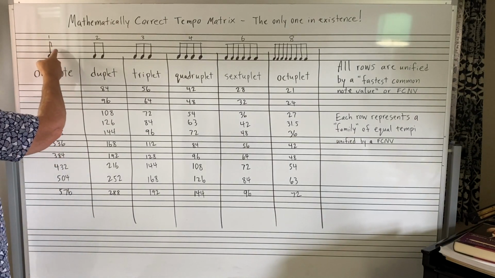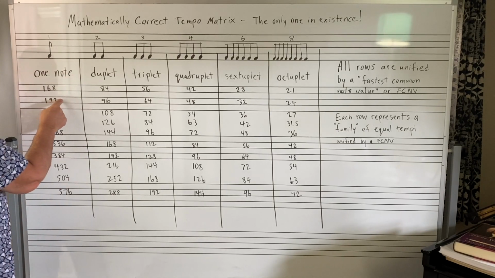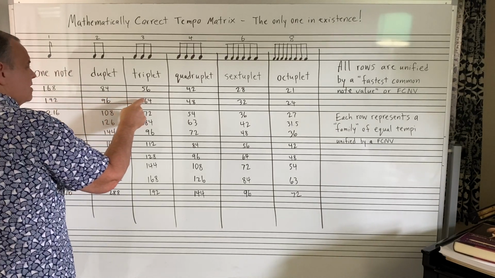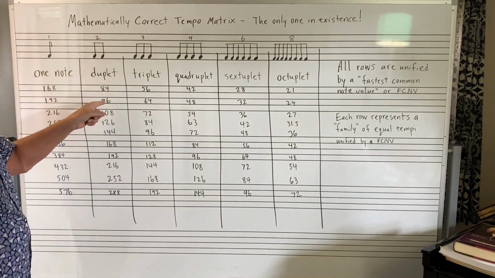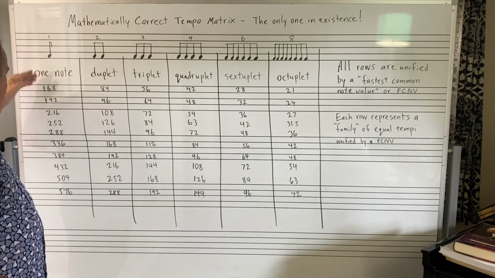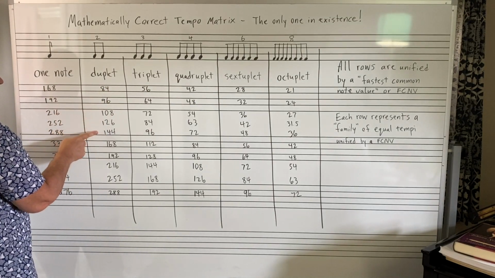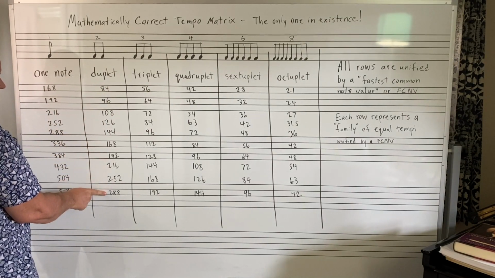So you can see that the fastest common note value here goes down the line and accelerates. It goes from 168, 192, 216, 252, 288, 336, 384, 432, 504, 576. Now if you take each one of those and subject it to this formula here, you'll get these numbers. So each of the columns is accelerating to the next integer in that series, like this.